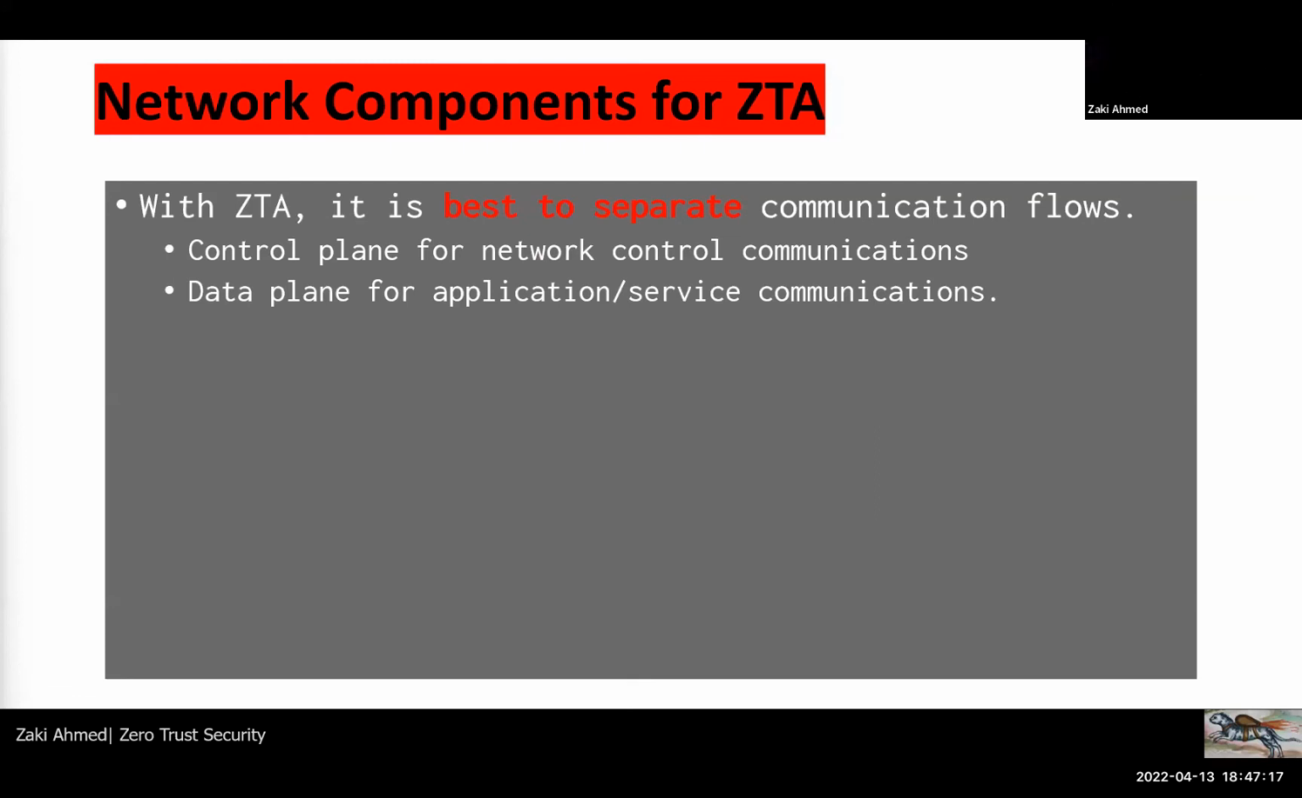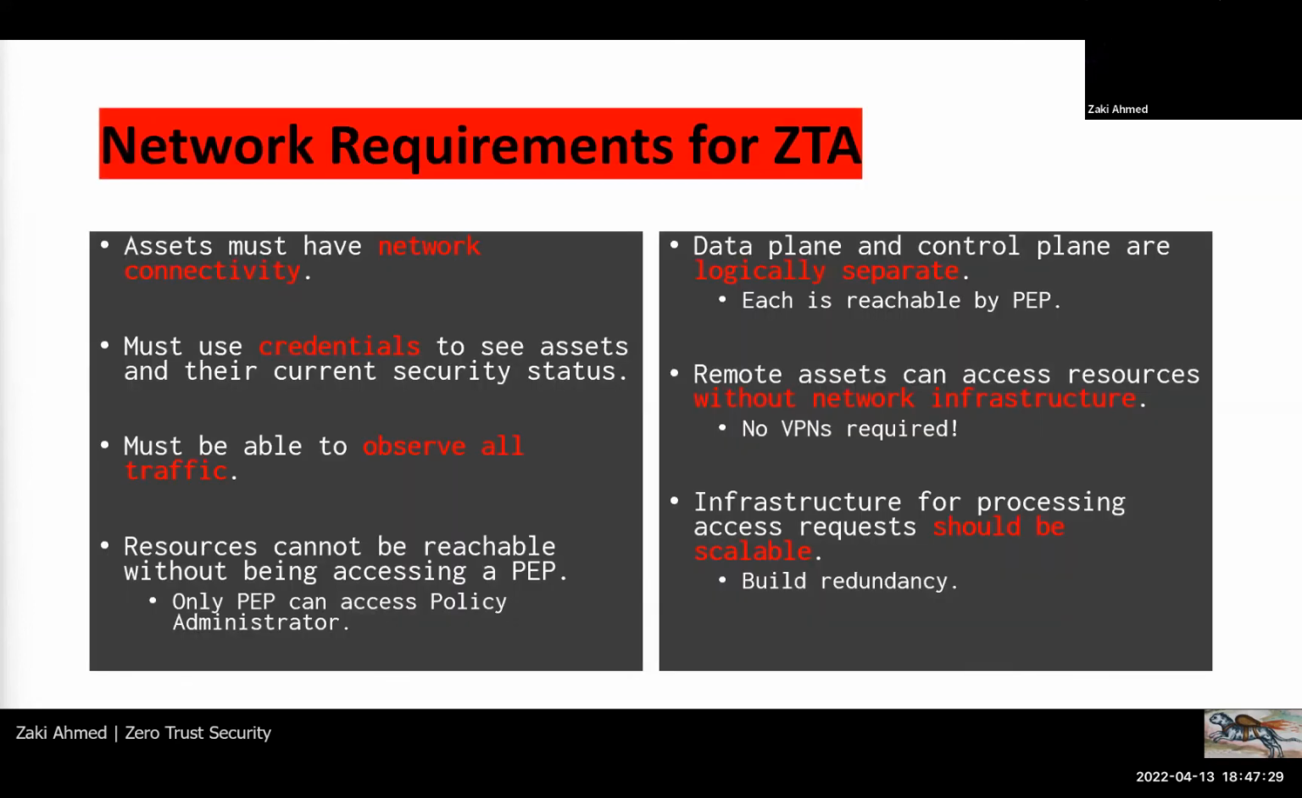Network components of ZTA: communication flow should be separated, with a control plane for network control communication and a data plane for application or server communication. Network requirements of ZTA: resources can only be accessed through the policy enforcement point. The data plane and control plane should be logically separated, assets must have network connectivity, and remote assets can access resources without enterprise network infrastructure. All network traffic should be monitored, your network should be scalable enough, and you must use credentials to see assets and their security status.